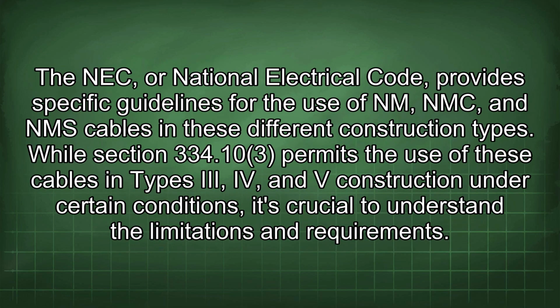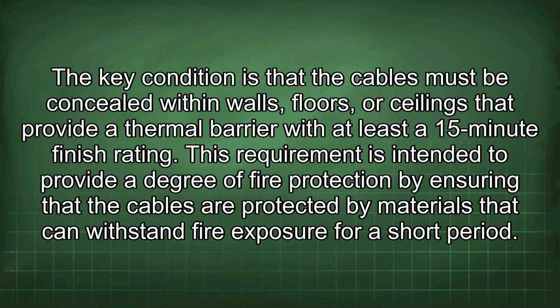The NEC, or National Electrical Code, provides specific guidelines for the use of NM, NMC, and NMS cables in these different construction types. While Section 334.3 permits the use of these cables in Types III, IV, and V construction under certain conditions, it's crucial to understand the limitations and requirements. The key condition is that the cables must be concealed within walls, floors, or ceilings that provide a thermal barrier with at least a 15-minute finish rating. This requirement is intended to provide a degree of fire protection by ensuring that the cables are protected by materials that can withstand fire exposure for a short period.